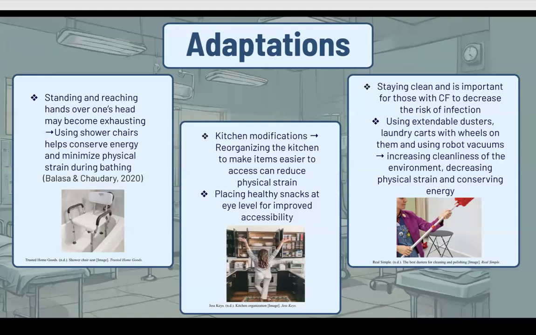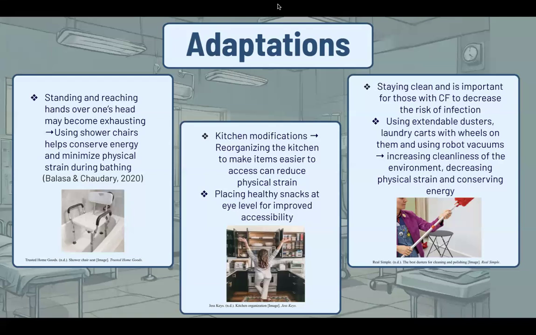And then lastly, staying clean is also extremely important for those with cystic fibrosis due to the risk that they take with getting germs in, and so we want to decrease the risk of infection. So keeping a clean environment is really important. To do this and to make it easier to conserve energy, we can have them use extendable dusters, laundry carts that have wheels on them so it's easier to push, and robot vacuums that can vacuum themselves, which would help increase the cleanliness of the environment while also decreasing physical strain, and overall conserving that energy as well.